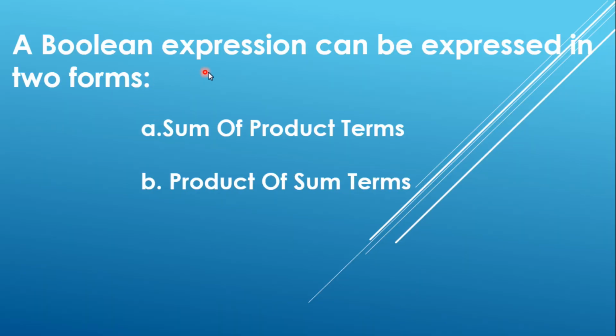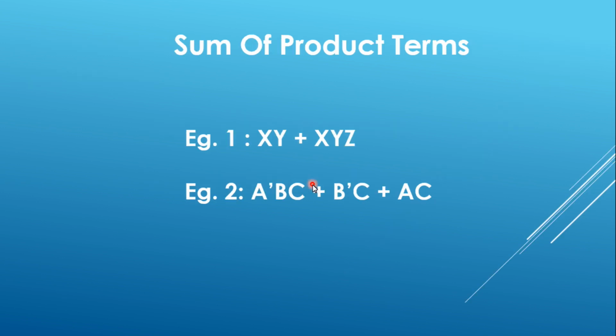Well, a Boolean expression can be expressed in two forms: sum of product terms and product of sum terms. So what are sum of product terms? What is meant by that? It is the sum, that means OR, of the terms which are the product terms. And product terms are the ones which are the AND of the variables in an expression. Now it could include all the variables or may not have all the variables.